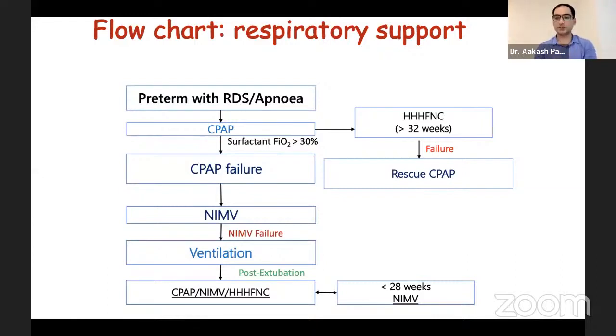And post-ventilation, especially in VLBW babies, we can use either CPAP, NIV, or HFNC, all are equally effective. But in babies who are less than 28 weeks, NIV has been shown to be more effective compared to CPAP and HFNC, because the rates of reintubation were much lower in babies who were extubated to NIV.